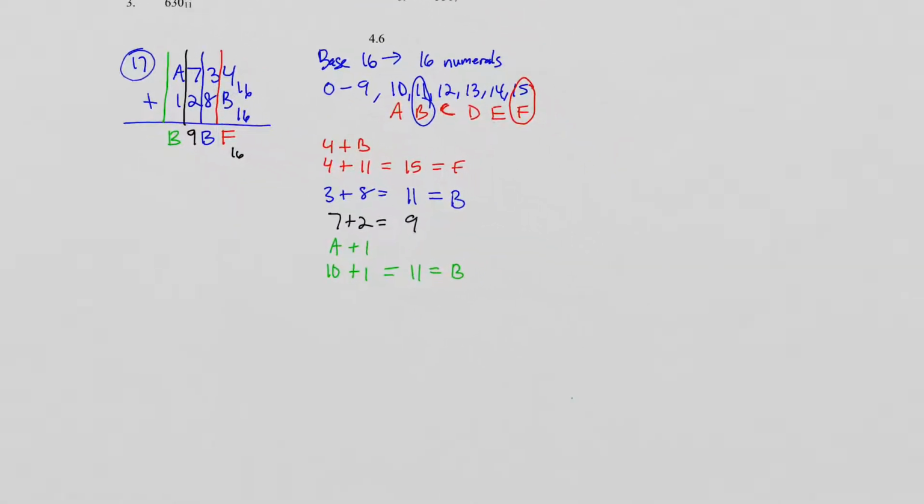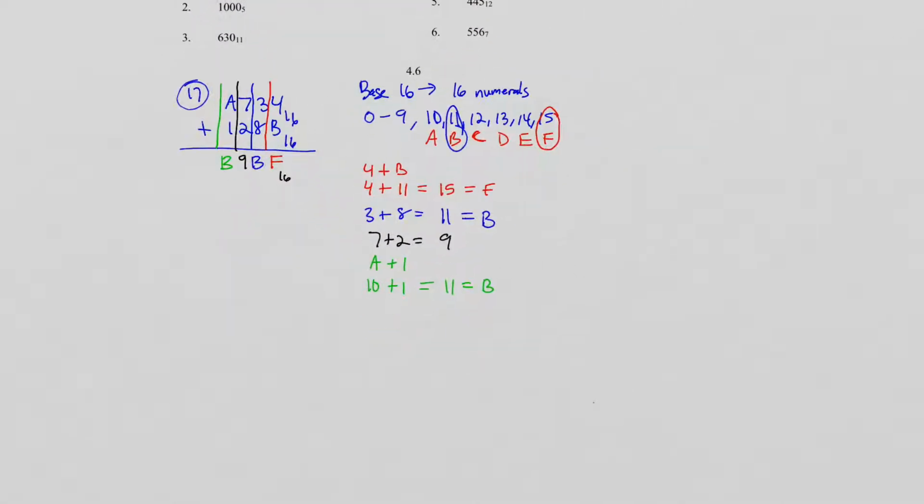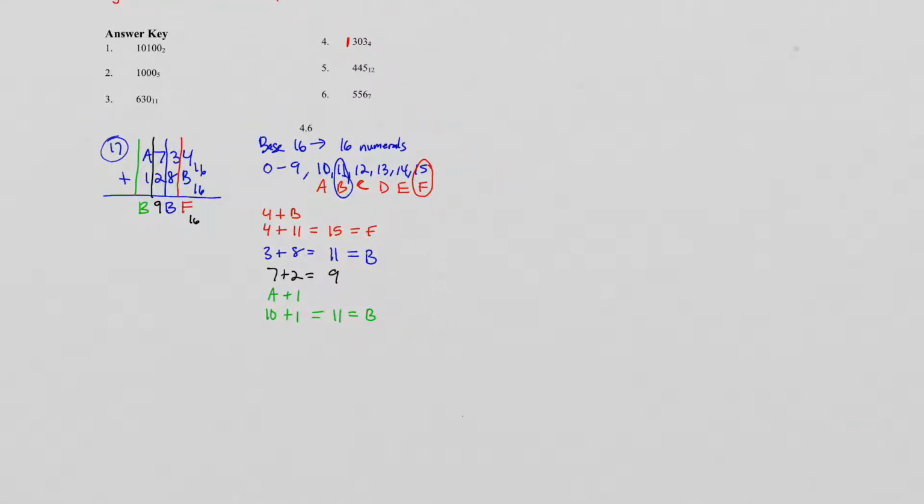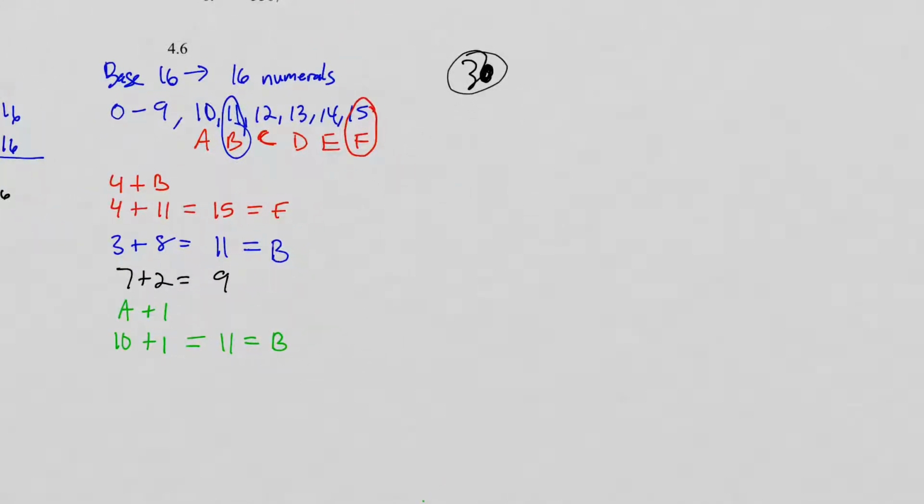Now let's take a look at another number with base 16, and that would be question number 30, and this is subtraction. Okay, so number 30 is also a base 16, it's subtraction this time. So we have 4E7 minus 189.